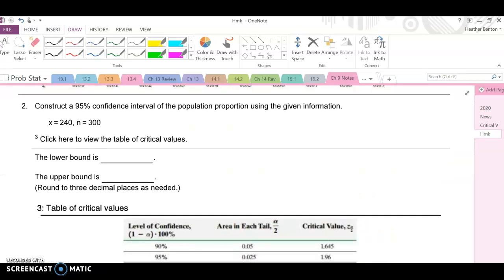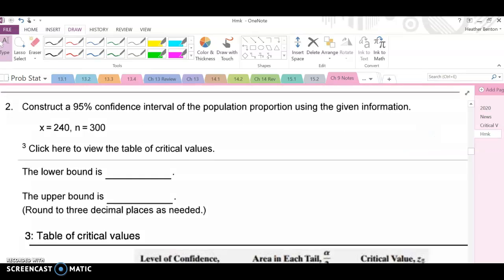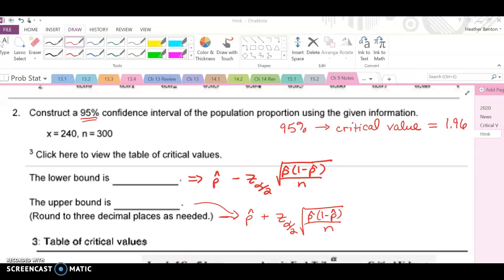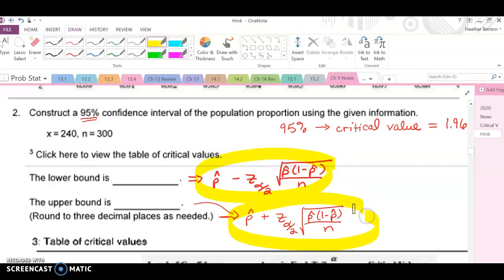All right, so the second one: construct a 95% confidence interval of the population proportion using the given information, that x is 240 and n is 300. Okay, so a couple of things I've written on here for us. First of all, these are our formulas for the lower and upper bound of that confidence interval. Remember, what we're doing is we've got p hat in the middle here, and then you're subtracting the margin of error and adding the margin of error. And what they're asking for is these two endpoints.